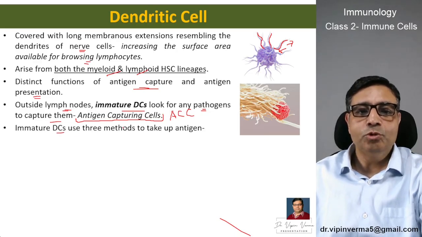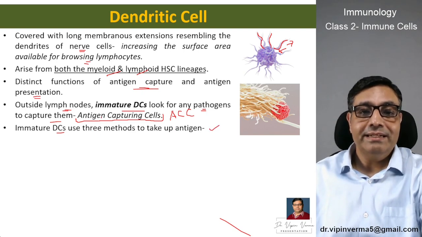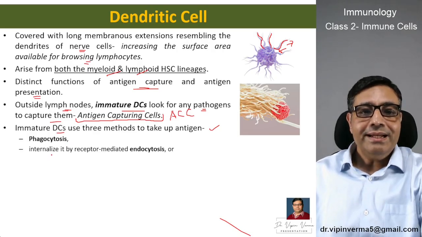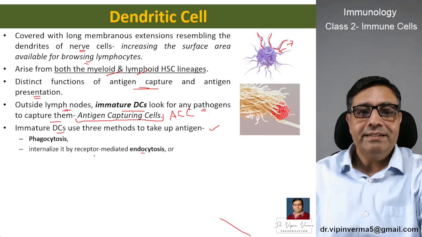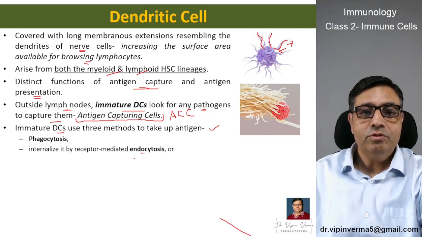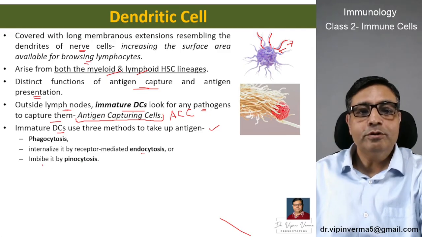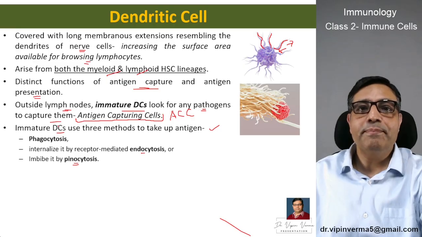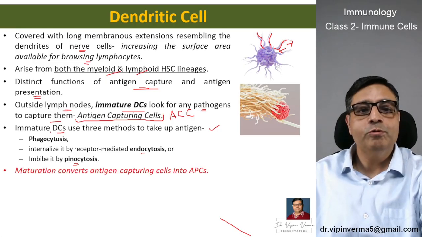Immature dendritic cells use three methods to take up antigen because they are immature, but still they can capture the antigens, and they use three methods. First is phagocytosis. Then second is endocytosis, where they internalize it by receptor mediated endocytosis. And in case of fluid, they imbibe it by pinocytosis. So these three methods are used to capture the antigen so that the antigen can be taken up and processed inside the cells, and then presented with the MHC class 2 molecules.